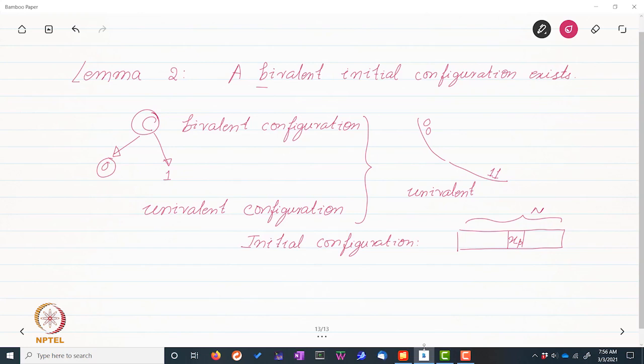Now let's look at a hypothetical line of all our configurations. Let's say that at one end we have a 0-valent initial configuration, and on the other side we have a 1-valent one. What does this mean? It means that there is a vector of initial input values associated with each. The vectors are not the same. Because of the contents of one vector, we ultimately decide 0, and because of the contents of the other, we ultimately decide 1.